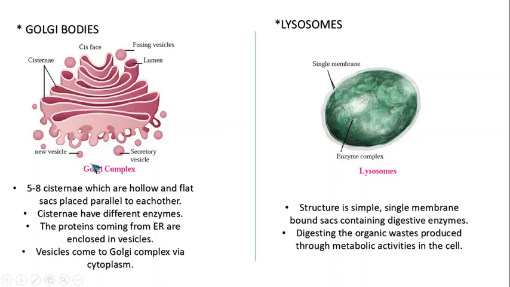Golgi bodies, 5 to 8 cisternae which are hollow and flat sacs placed parallel to each other. Cisternae have different enzymes. The proteins coming from ER, that is the endoplasmic reticulum, are enclosed in vesicles. Vesicles come to Golgi bodies, that is cytoplasm.